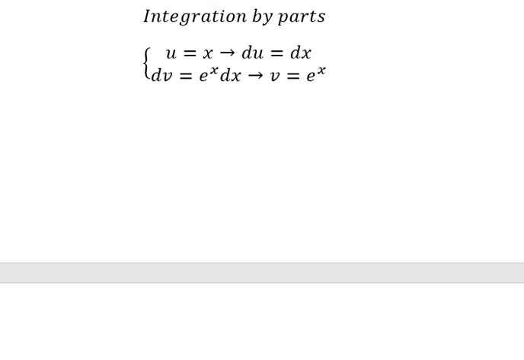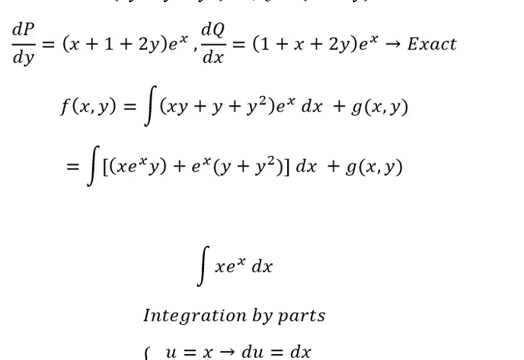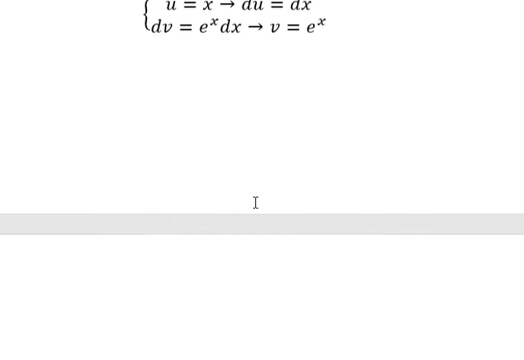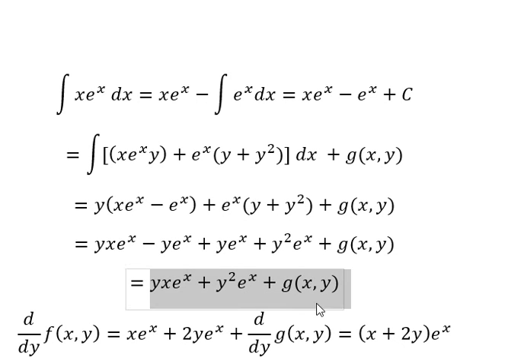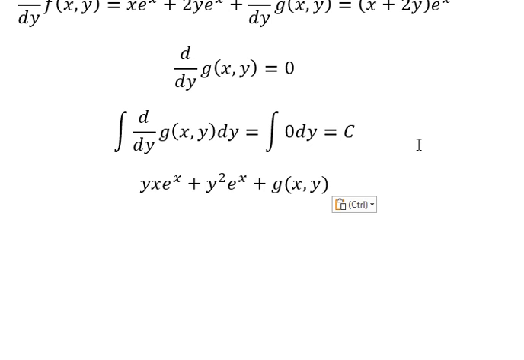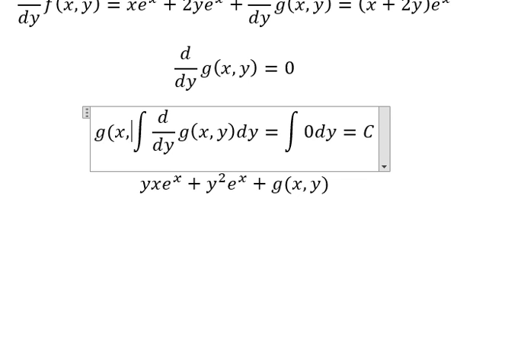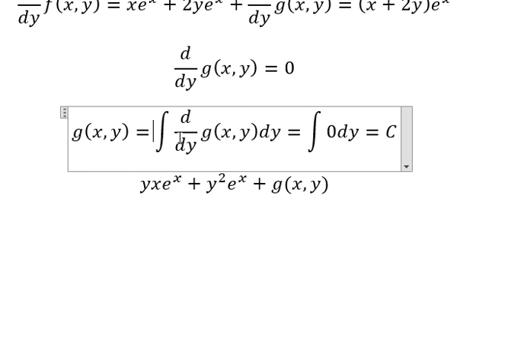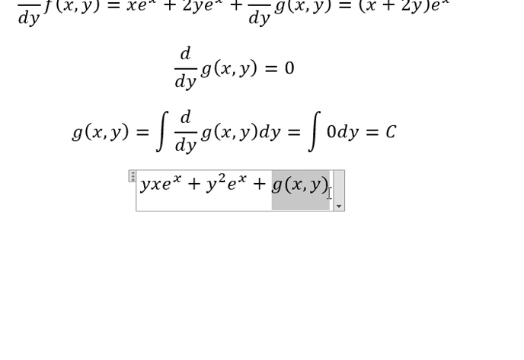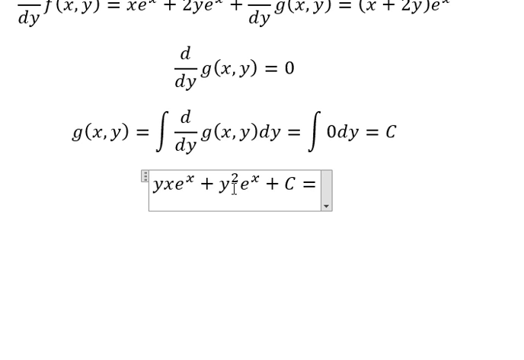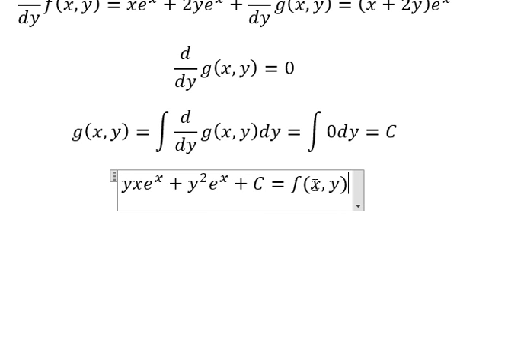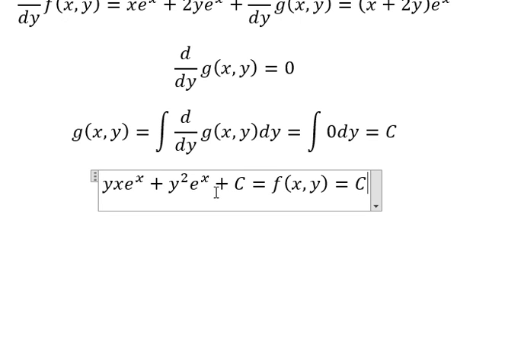Now we go back to this one in here. So there should be from here. We see that xy in here, that is xy. After doing the integration in here, we change it into C, and this one equals to f of x, y equal to C, and now we just simplify like this.